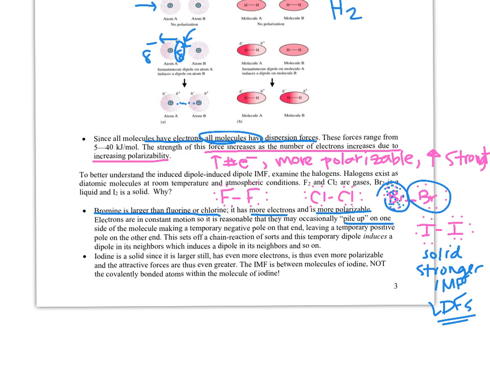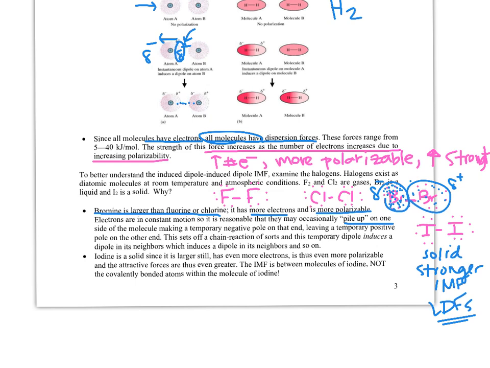And so when they get piled up on this side, and then we have a few over here, but not as many, this becomes partially negative and this becomes partially positive. And then when we have another bromine molecule around, it's going to attract that pretty strongly because it's going to have a pretty strong negative charge on that side. So that temporary positive and temporary negative poles are really strong.